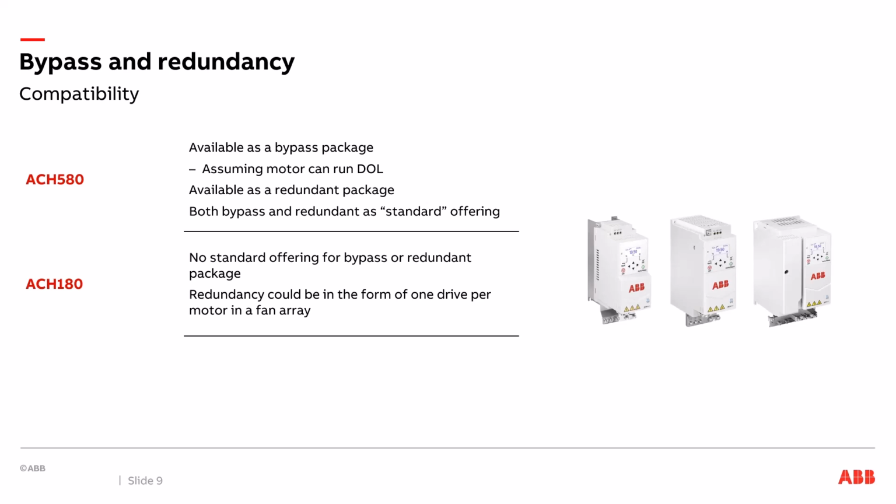If I look at the ACH180, there's no standard offering for a bypass or redundant package, at least from ABB. Nothing really stops an OEM or a panel shop from putting something together, but there's no ABB standard offering for a bypass or redundant for the 180. Now, if you're looking at something like a fan array application, sometimes you just get redundancy naturally in the design, where I could maybe do one drive per motor. And that way, if one drive failed and I had enough oversizing in my fan array design, I could still limp along with the remaining fans and drives running. So you can get redundancy in that manner.